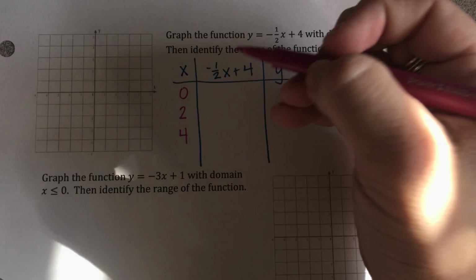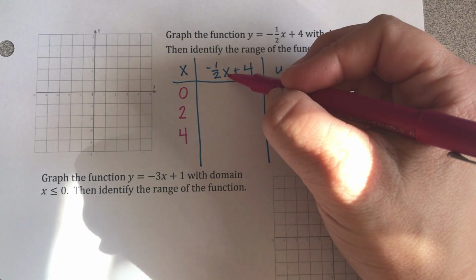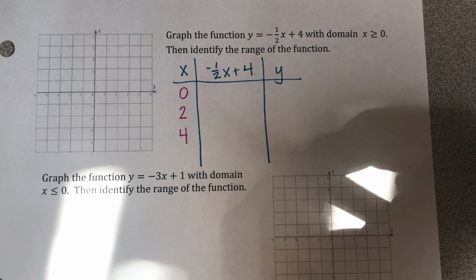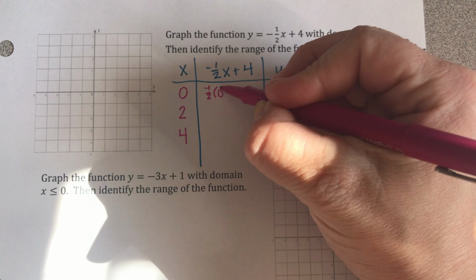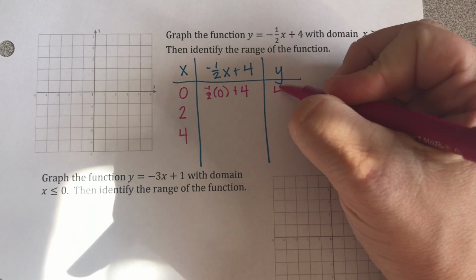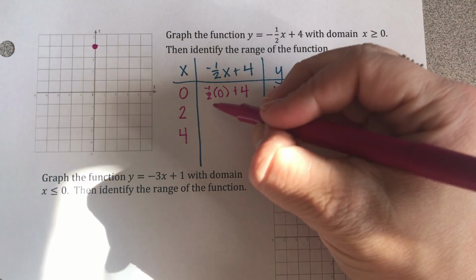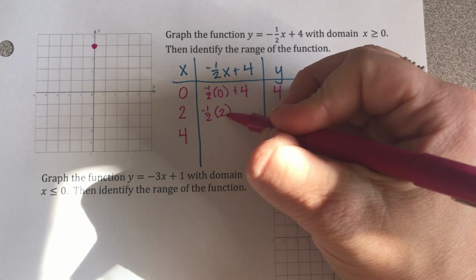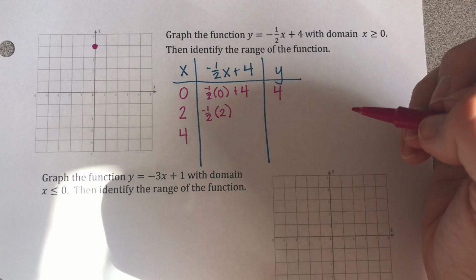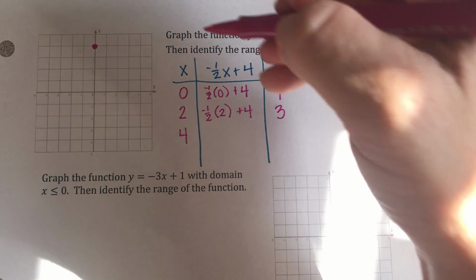So let's look at it. I'll show you why I picked evens. I picked evens because if I have to take a half of a number, it's going to be way easier to take half of an even number. So negative 1/2 times 0 is 0, plus 4 is 4. So 0, 4. Okay, what if I do negative 1/2 times 2? What's negative 1/2 times 2? Negative 1 plus 4 is 3.